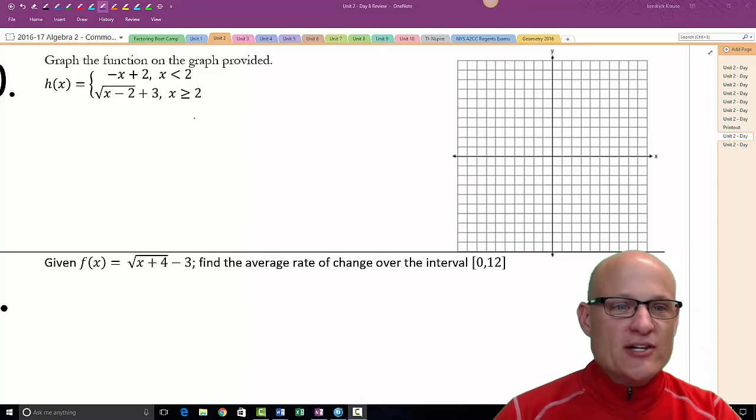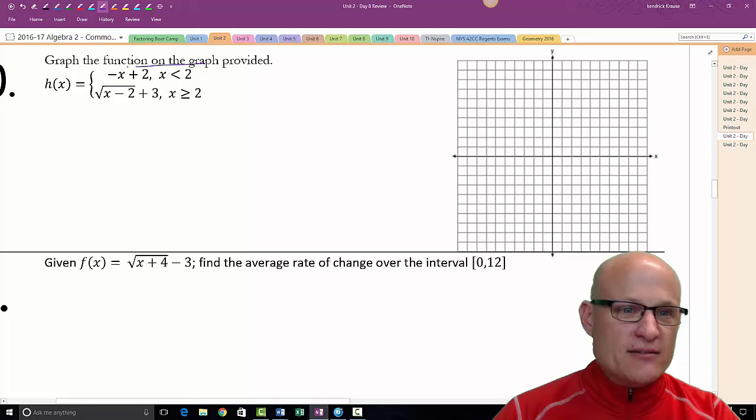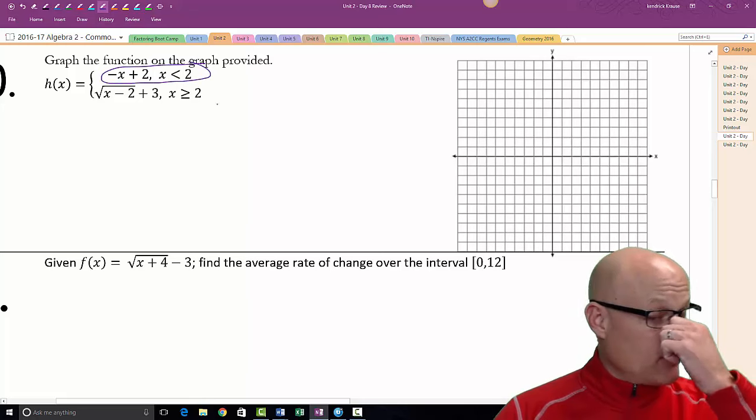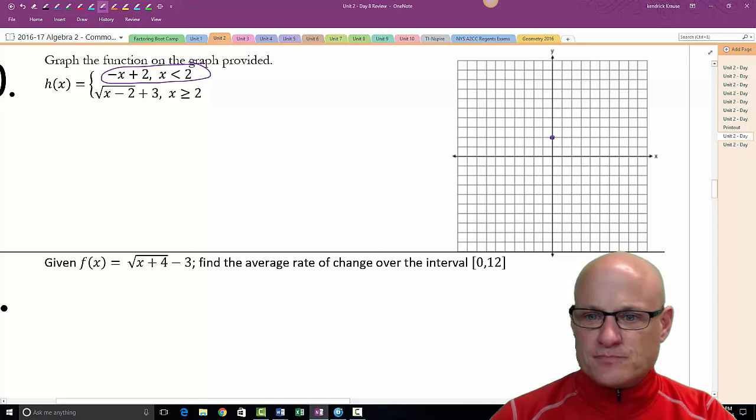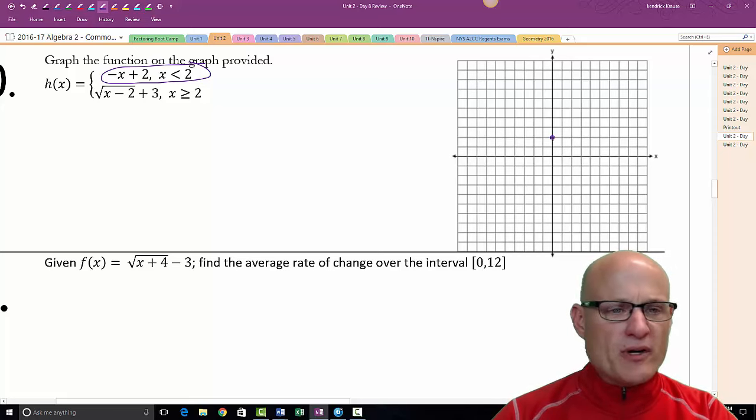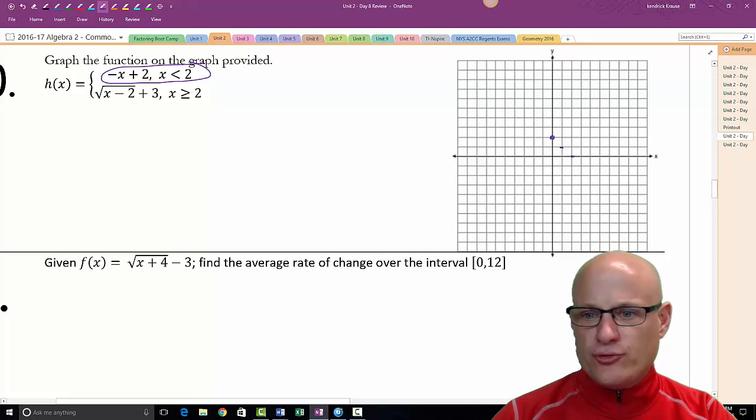Anyway, let's do this. So we're going to graph this. So that's the line. It's got a y-intercept of 2 and a slope of negative 1. So go this way.